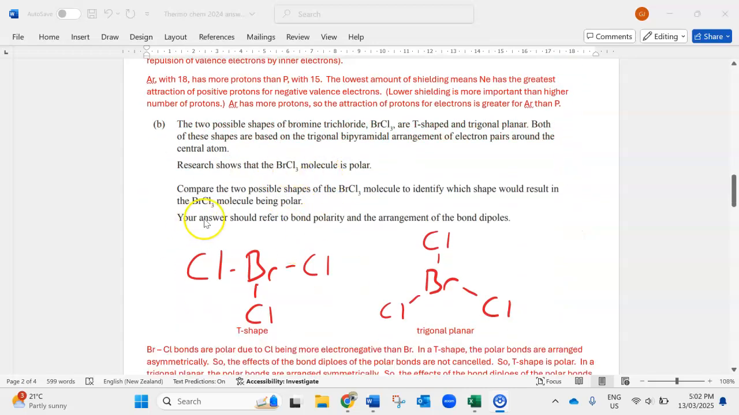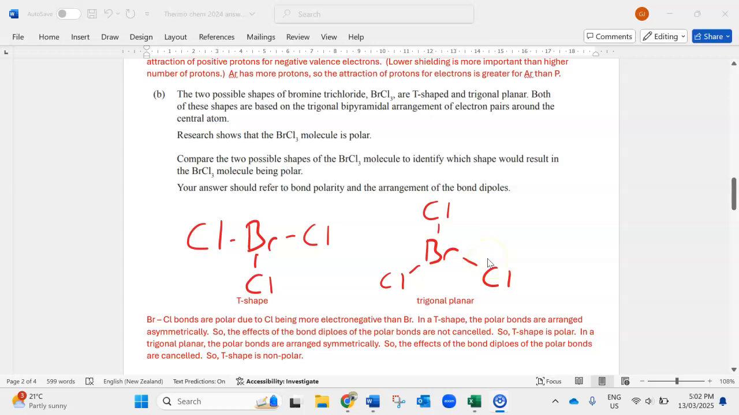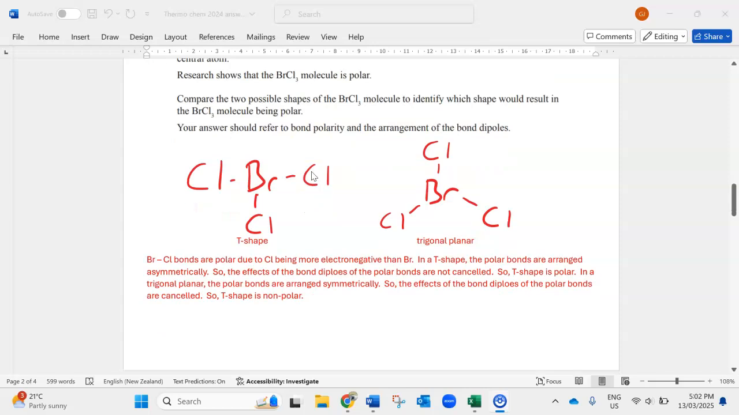The 2 possible shapes of bromine trichloride are T-shaped, this one here, and trigonal planar, this one here. Both of these shapes are based on the trigonal bipyramid arrangement of electrons. BrCl3 is polar. Compare the 2 possible shapes to identify which shape would result in the BrCl3 molecule being polar.